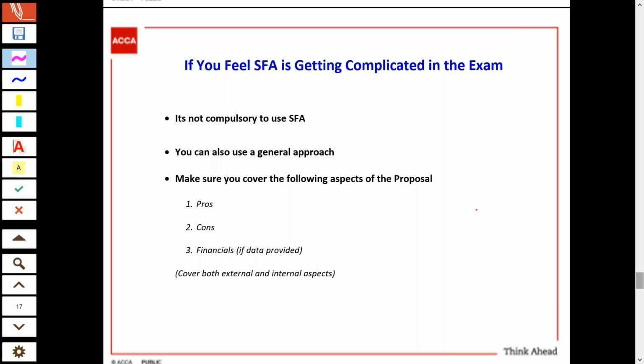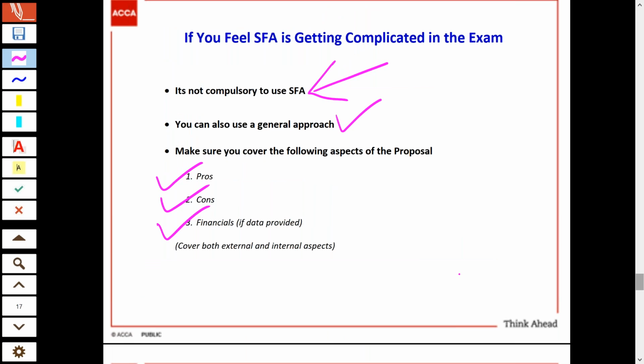So when you feel that SFA might get complicated, go back to the basics. I said earlier, it is not compulsory to use any model. So if you are having difficulty applying SFA, then don't apply SFA. You can use a general approach, but make sure that your answer is presented logically. You need to cover pros and cons. For both options, talk about the good things and the bad things, and also talk about financials if the data is given. As long as you present the information logically, the board is not interested in a model. The board is interested in your analysis. If you apply a model, well and good. If you don't, equally well and good, as long as you cover the pros, the cons and the financials properly. To hell with the model.